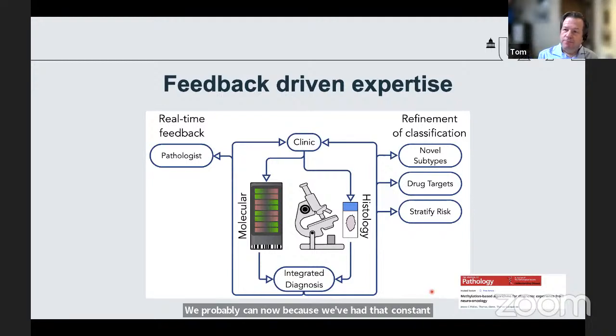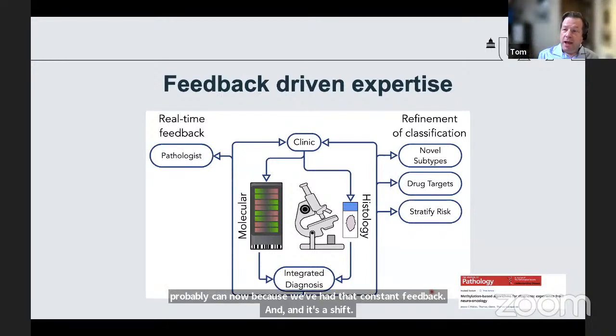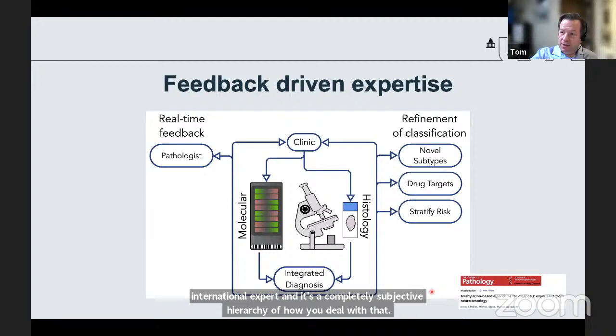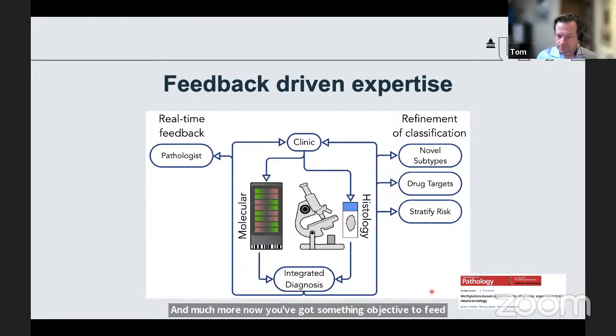And it's a shift as well from how we deal with those tricky cases, because it used to be a hierarchy of esteem. You'd send it to the national expert. The national expert doesn't know what to do. He'd send it to the international expert. And it's a completely subjective hierarchy of how you deal with that. Much more now, you've got something objective to feed into that and decide how you're making those diagnostic decisions.